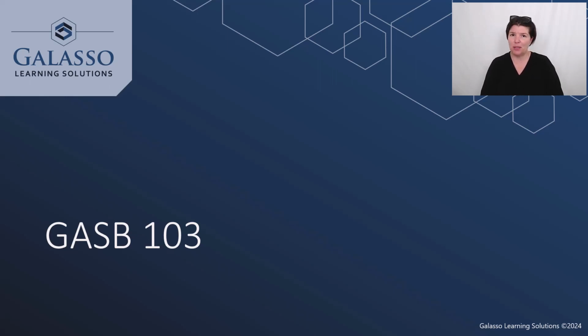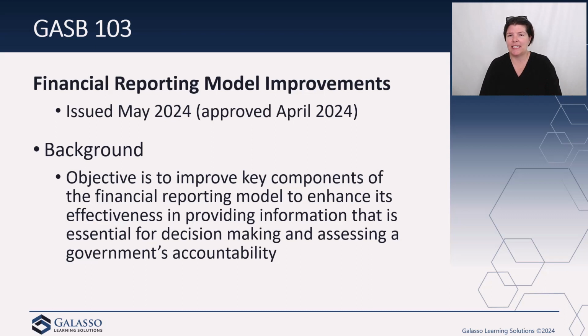And so it is a smaller project. While it is an update to the financial reporting model, you're going to notice it's not as big as what we were expecting from the original exposure documents. So let's take a look at GASB 103. It was approved in April of 2024. It didn't post to the website until May of 2024. And in terms of the goal here, again, it was to enhance the effectiveness of the financial reporting model as part of its update and to provide essential information for decision making and assessing governmental accountability.